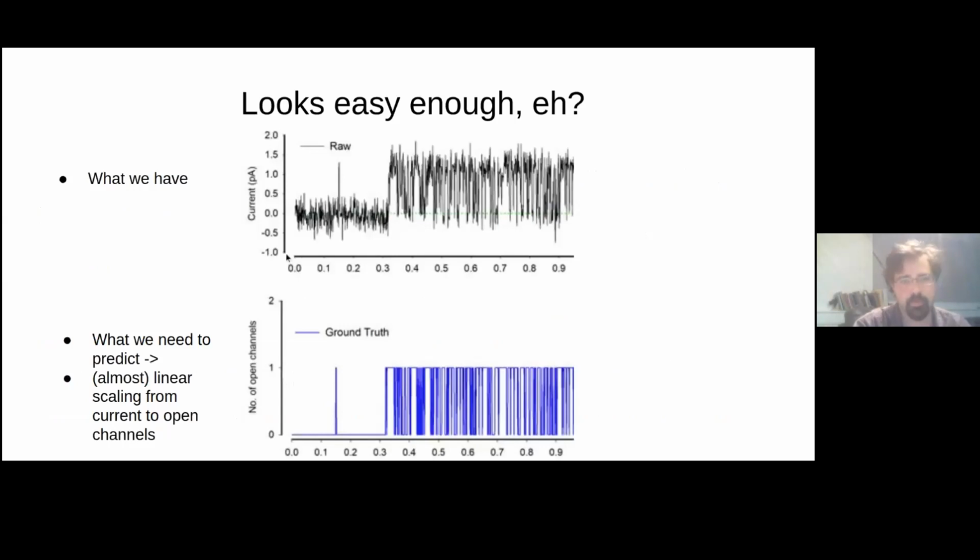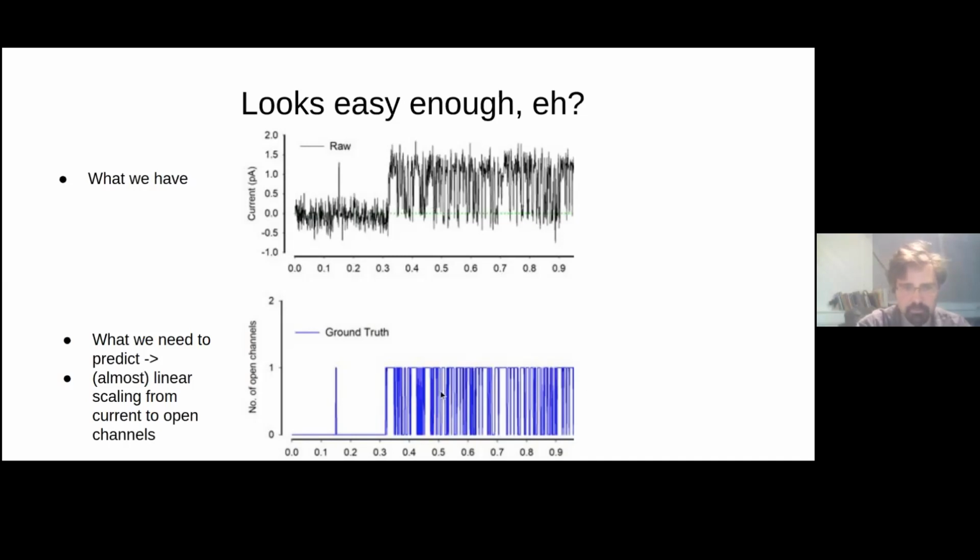So this is what we're given. The axes here, we've got time on the x-axis. This is the current signal. So this would be test or train data, current versus time. And for the train data, of course, you have the ground truth. So it tells you how many channels are open at each point in time. And then for the test data, you want to predict that.